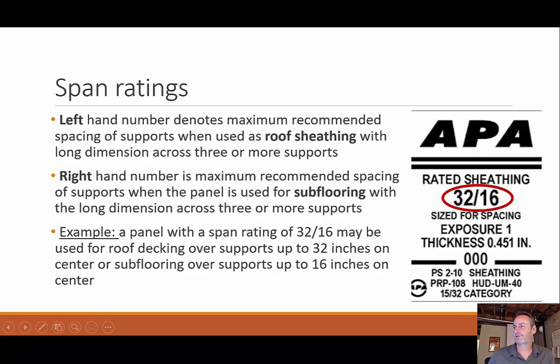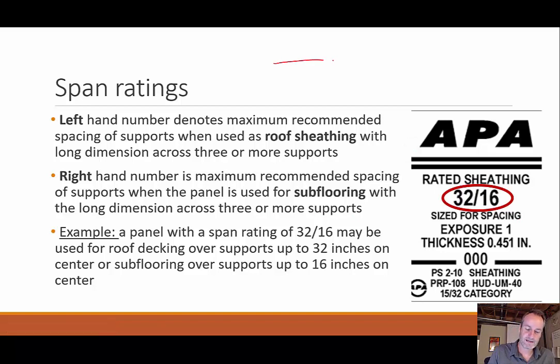And we have something like this where it says 32 divided by 16 for the sheathing. In that left-hand number, this 32 is the maximum recommended spacing when supports are used as roof sheathing with the long dimension across 3 or more supports. And then the right-hand number, this little 16, would be for subflooring. Same idea, across 3 or more supports.